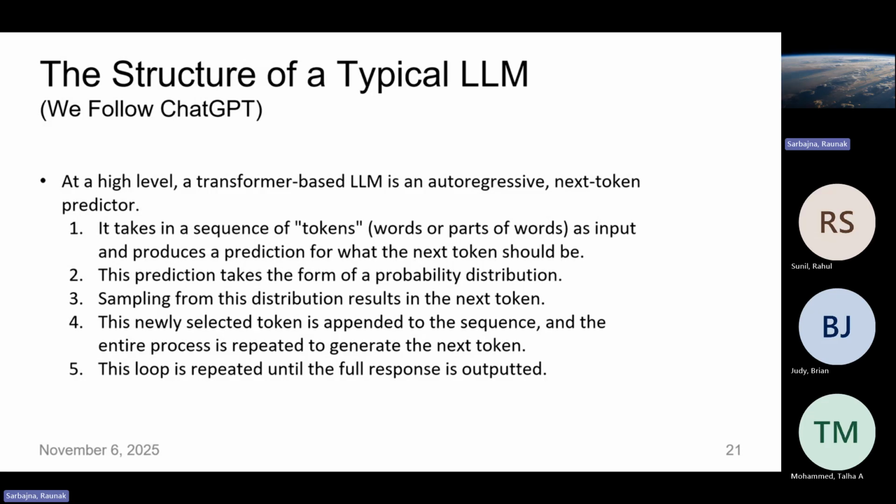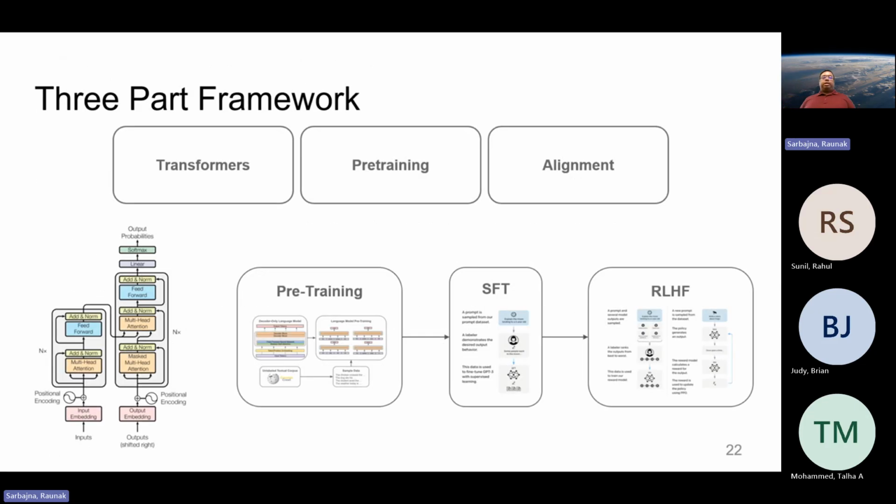These generated tokens are essentially sampled from a probability distribution. The sample it takes is the next token, the way diffusion models work as well. This newly selected token is appended to the sequence and the process is repeated. So it's a very, very simple loop once you think about it. So how does that loop work in practice?